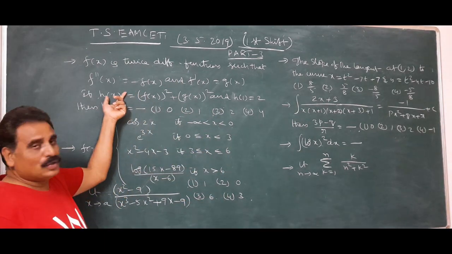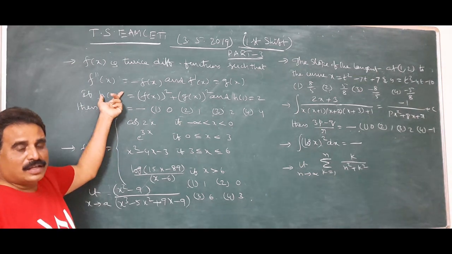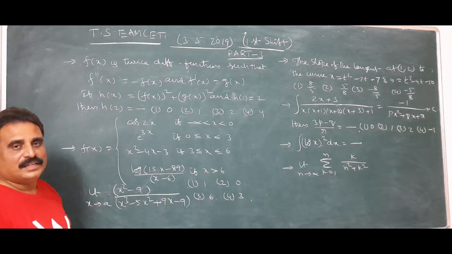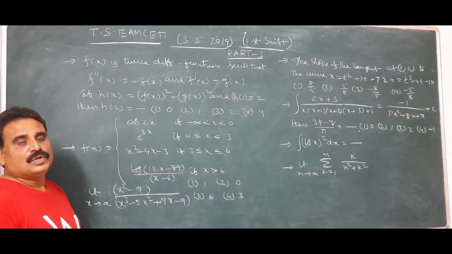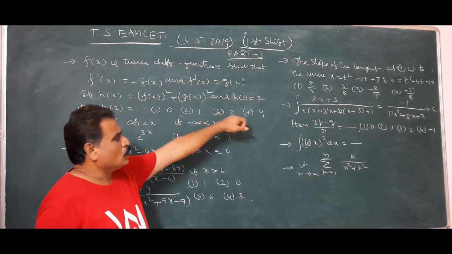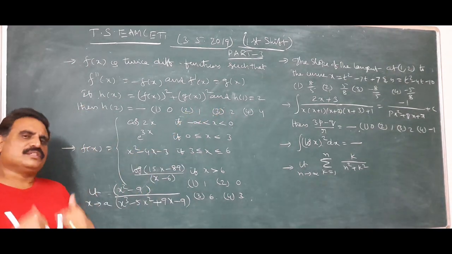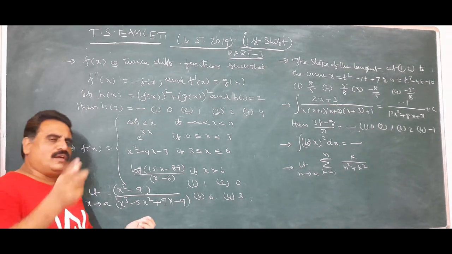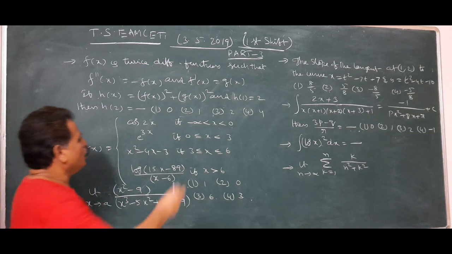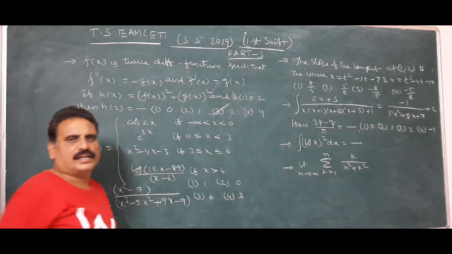The derivative is 0. h'(x) is 0. That means h(x) is constant. The function is constant. So h(1) is 2, h(2) is also 2, h(3) is 2, h(4) is 2. Every value of h is defined as 2 only. So the answer is 2. Third option is the right answer.